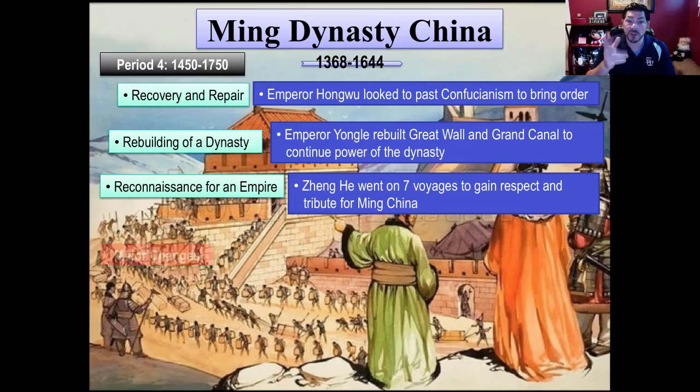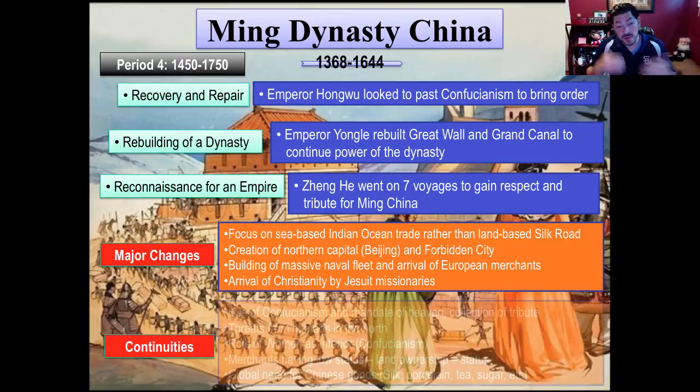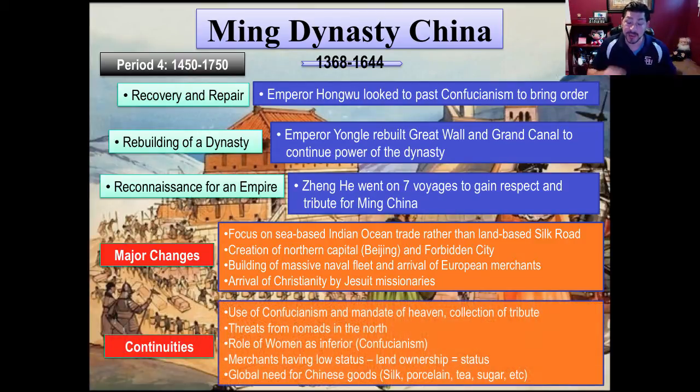If we focus on the major changes of the time period, number 1, we see the focus shifts from a land-based trade of the Silk Route, with the Mongols collapsing. That opens up now things for the sea-based Indian Ocean trade. In terms of continuities, we have a few things that continue to stay the same. The global need for Chinese goods continues as people all over the world still want silk, porcelain, tea, cotton, and other products from China. And China continues, at least till now, to have a favorable balance of trade.